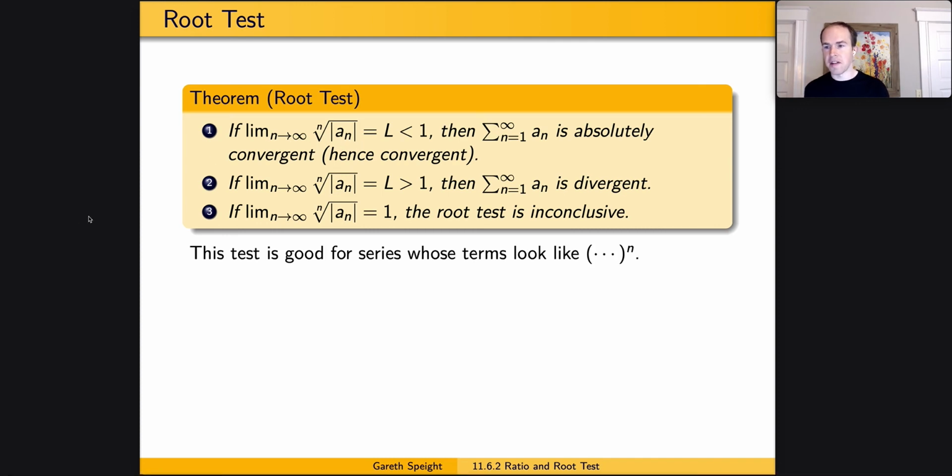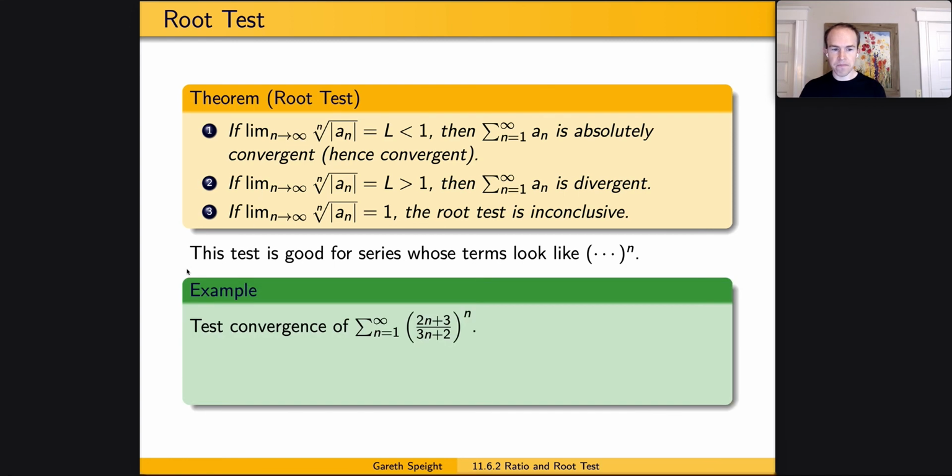And this is very good for things that look like something to the power of n. So it could be anything on the inside, but if the terms you're summing look like something, all to the power of n, then taking the nth root is going to let you get rid of that power of n. So it's going to simplify things a lot.